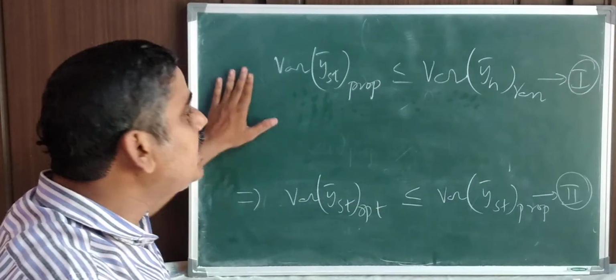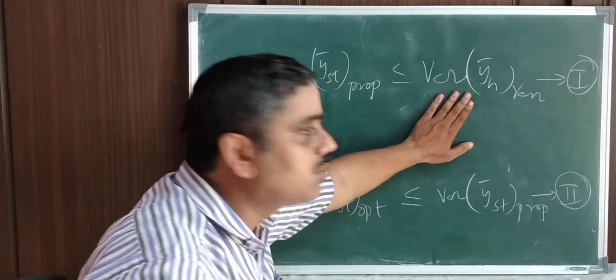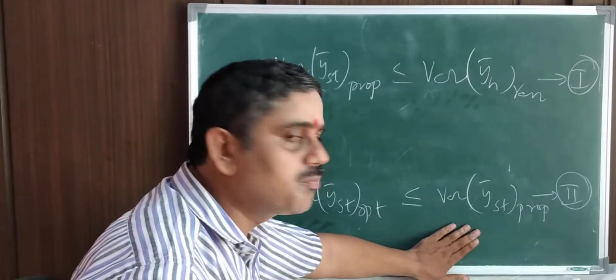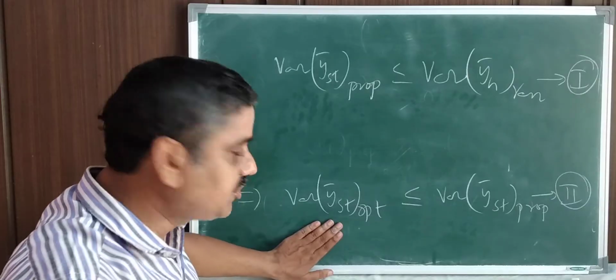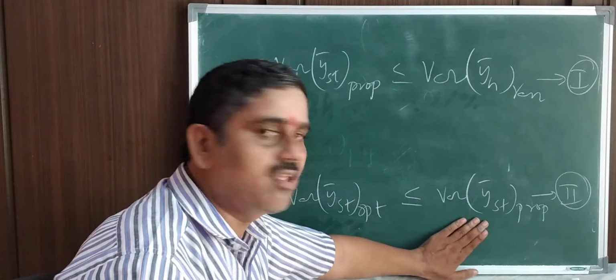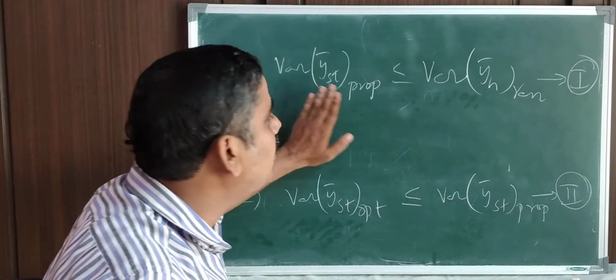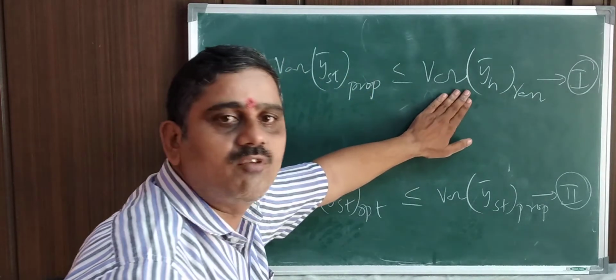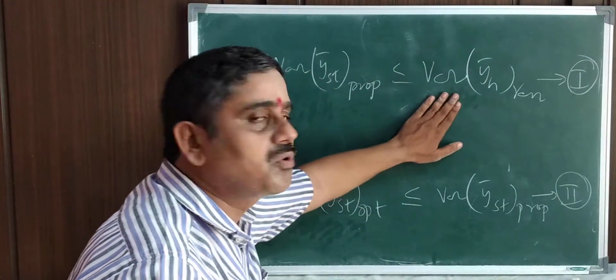Now you compare these two: proportion is less than or equal to random, and optimum is less than or equal to proportion. Now you see this one and then this. Variance of y bar st optimum is less than or equal to variance of y bar st proportion, whereas variance of y bar st proportion is always less than or equal to variance of y bar random, which means A is less than or equal to B and B is less than or equal to C.